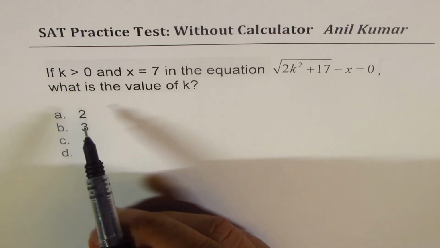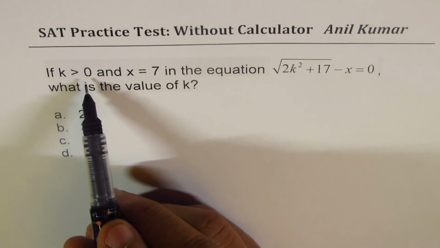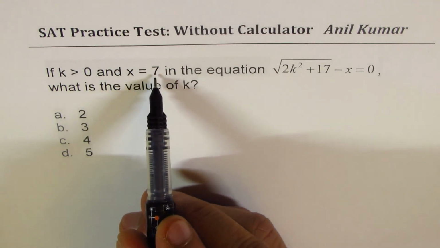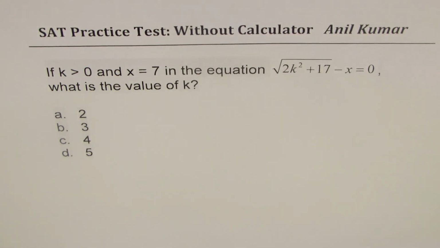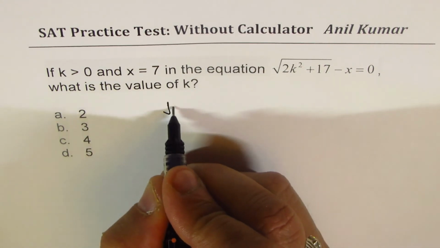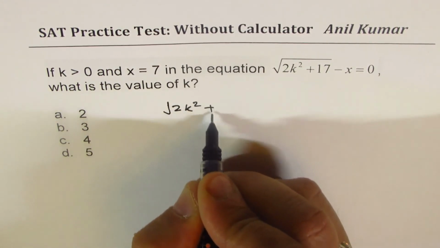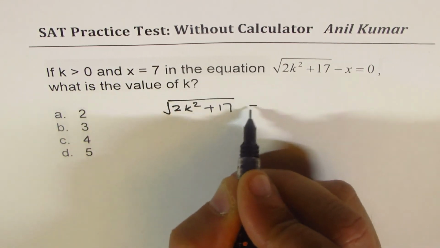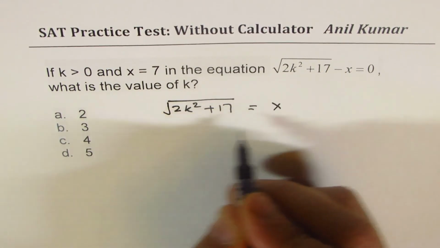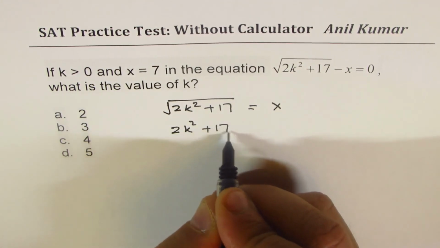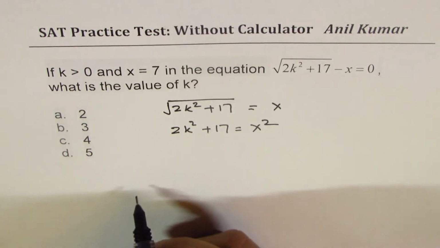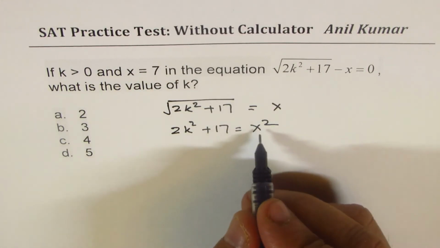The question here is, if k is greater than 0 and x equals 7 in this given equation, what is the value of k? So let's rewrite the equation. It is square root of 2k squared plus 17 equals x, taking x on the other side. Now let's square both sides. So we get 2k squared plus 17 equals x squared. x is 7. So I'll make this 7.